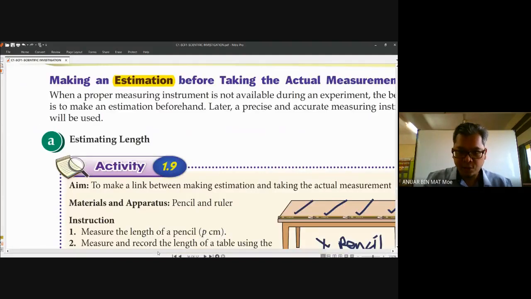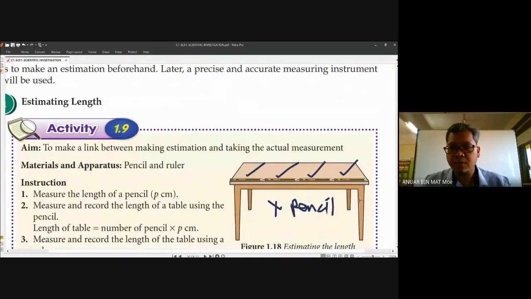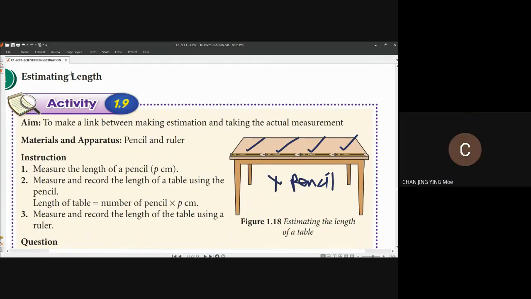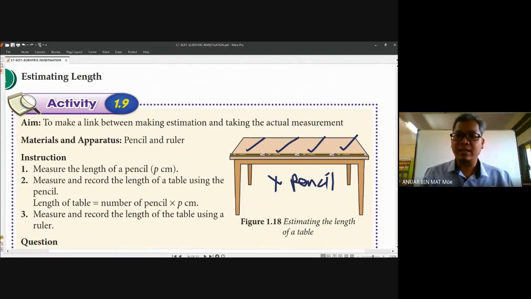So if the pencil length is 5 centimeter, what is the total length of the table here? If one pencil is 5 centimeter, what is the total length of the table? 20 centimeter. It's about 20. Yes, 20 centimeter. This is what we call estimation.